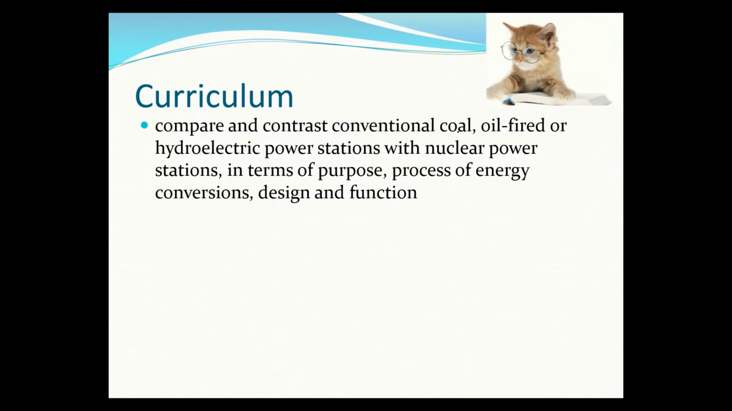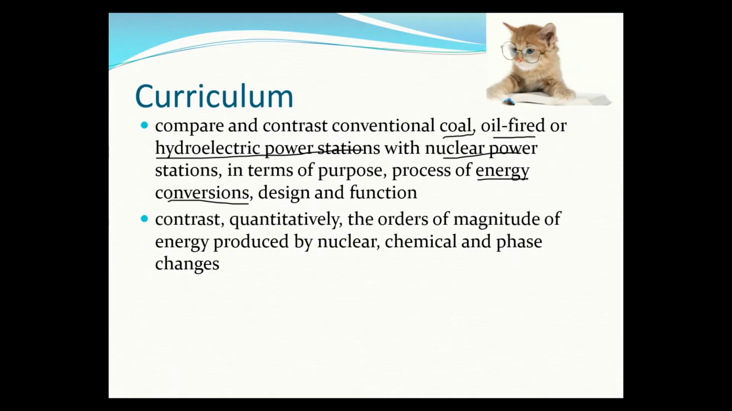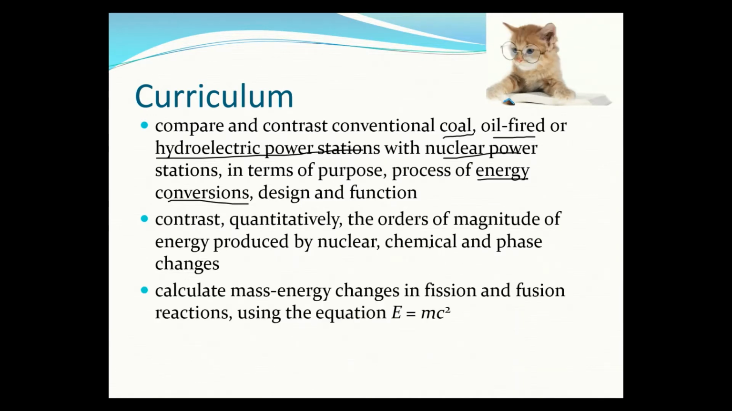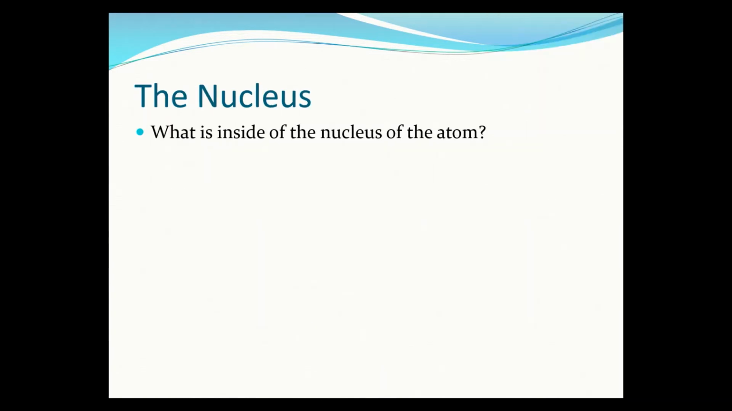Compare and contrast coal, oil-fired, or hydroelectric stations with nuclear. So you need to know those energy conversions, like I was talking about. Those are important in design and function. Contrast quantitatively the orders of magnitude of energy produced in nuclear, chemical, and phase change, and then calculate mass energy, again using E equals mc squared, and that's it.